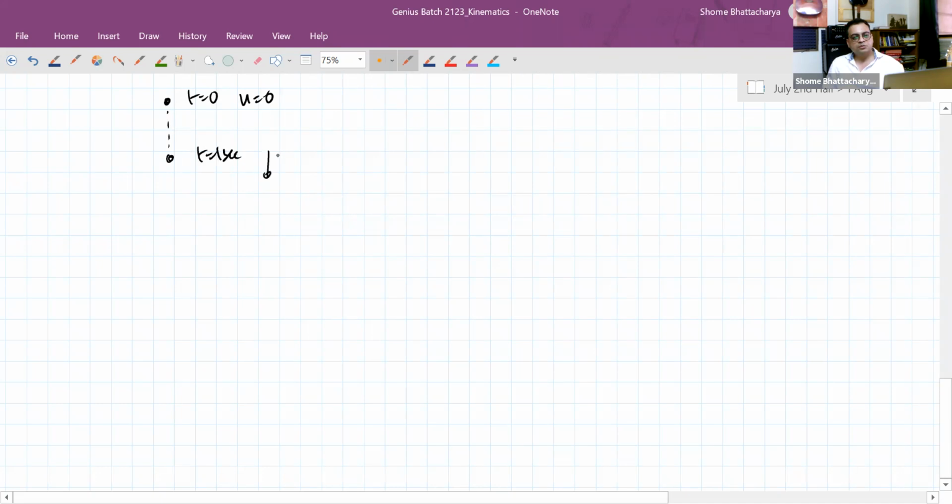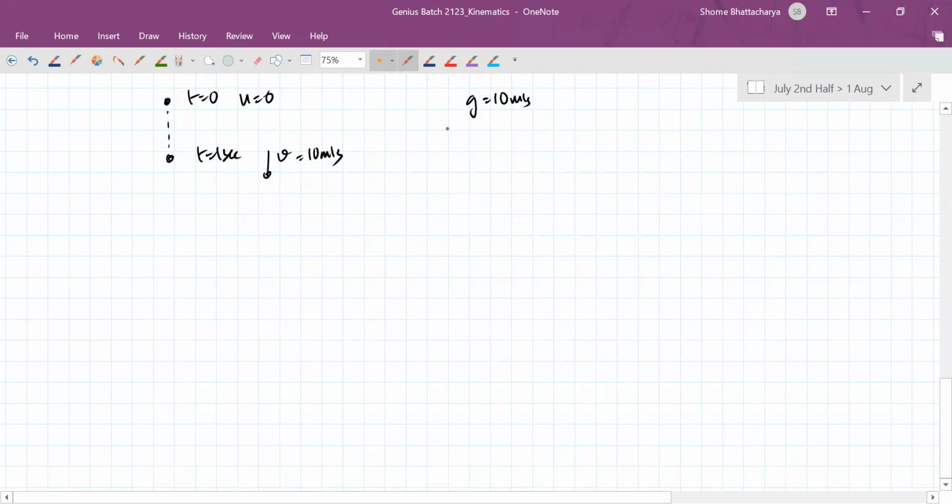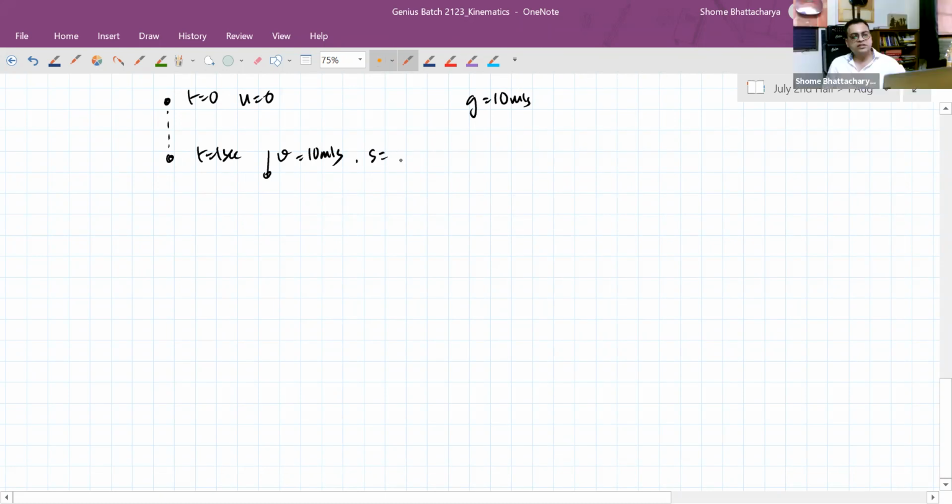And its velocity would have become how much? g we are taking as 10, so its velocity would have become 10 meters per second. And its displacement would have become how much? Half g t square, so 5 meters. Then after 2 seconds, where would the object be? Somewhere here. It would have traveled more in this second because its velocity is increasing now. So after 2 seconds, the velocity has become 20 meters per second. And the total displacement from above has become half into 10 into 2 square, so that's 20 meters.